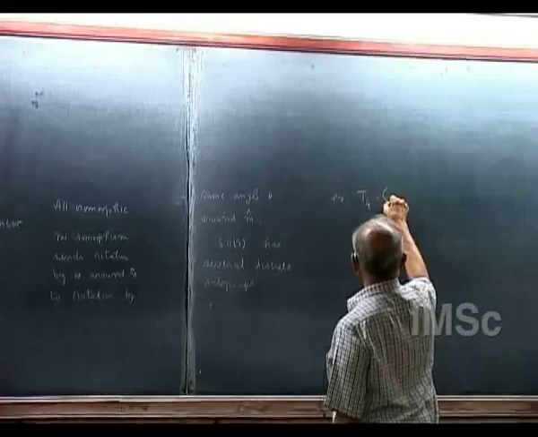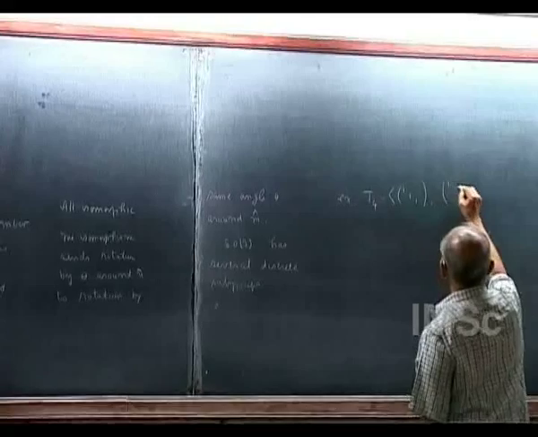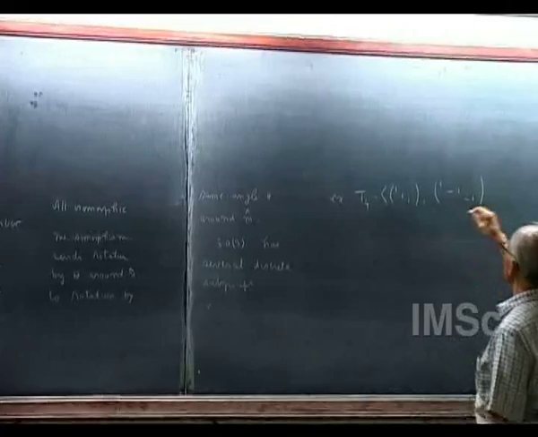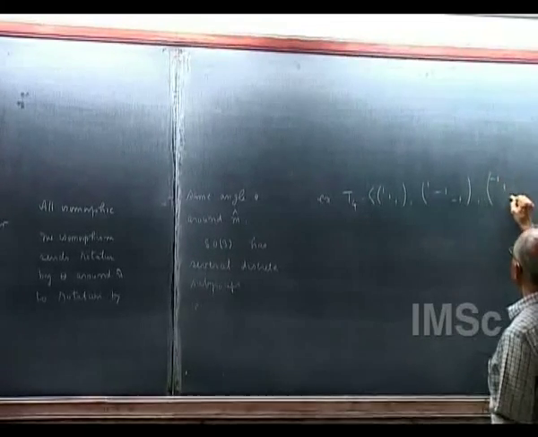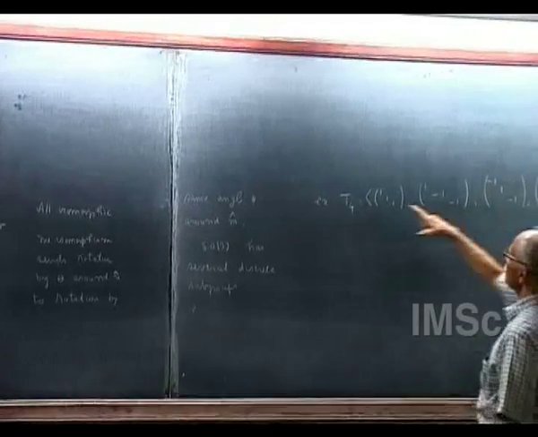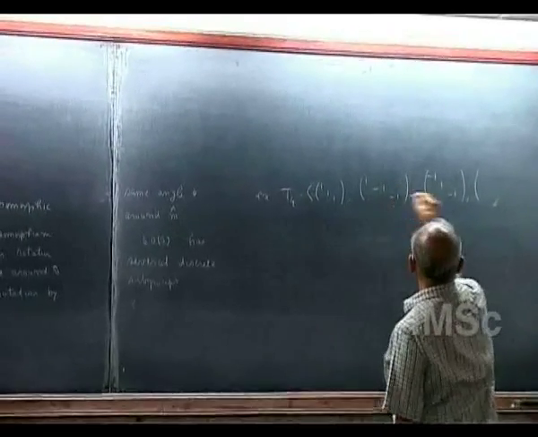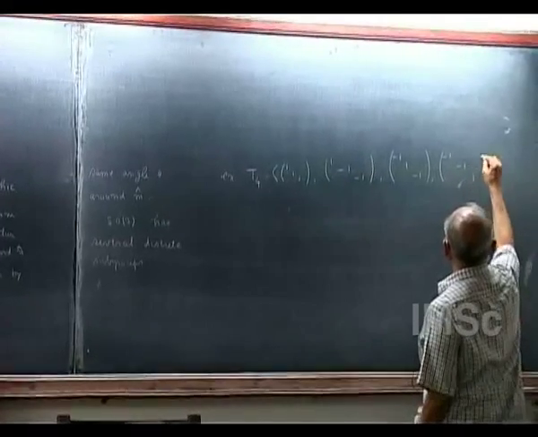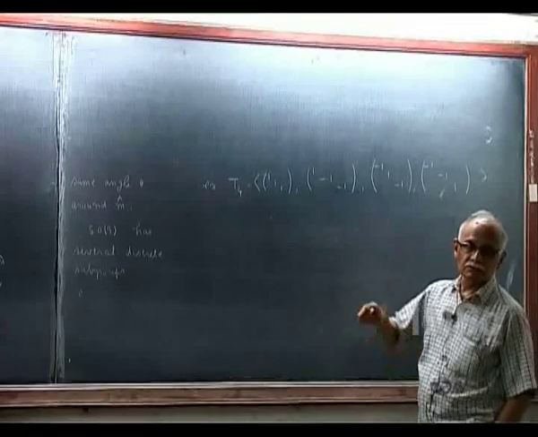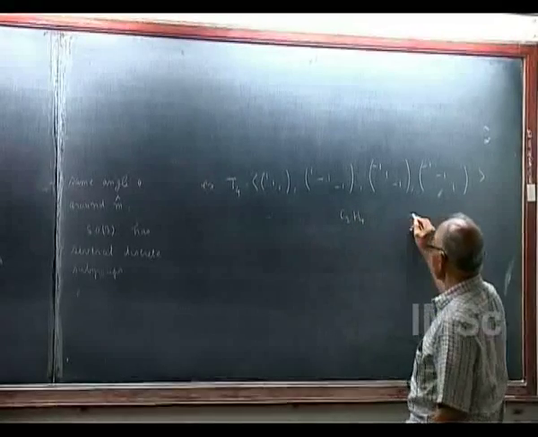So this consists of four elements: 1, 1, 1, then diagonal matrices with determinant that must be plus 1, so it will be minus 1, 1, minus 1, then minus 1, and there is one more possibility, minus 1, 1. This is a four element group. Some of you know, this is the symmetry of the molecule C2H4, if you know this molecule.